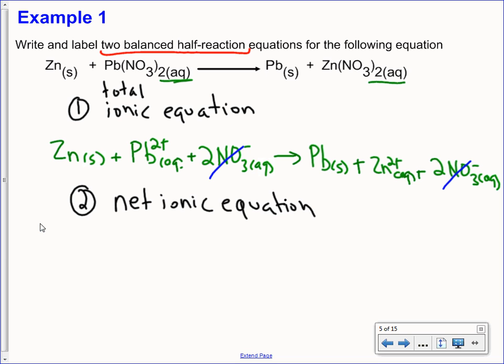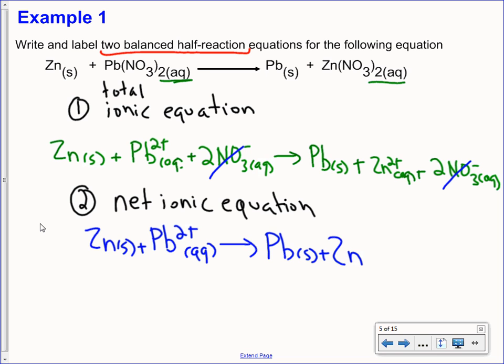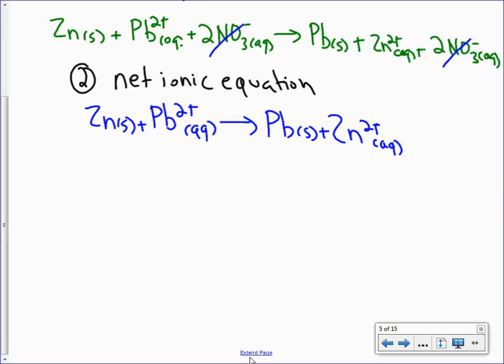So in terms of our net ionic equation, we'll have our solid zinc plus our lead ions reacting to give us solid lead plus zinc ions. From there, we should be able to come up with the half reactions that we have going on. So the half reactions are going to be based on the total ionic, or sorry, on the net ionic equation that we have.